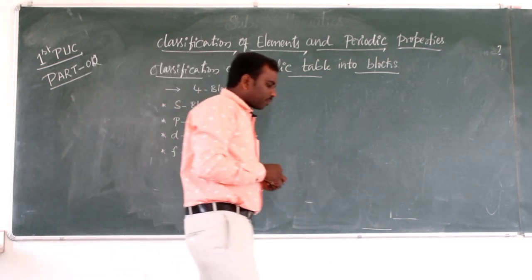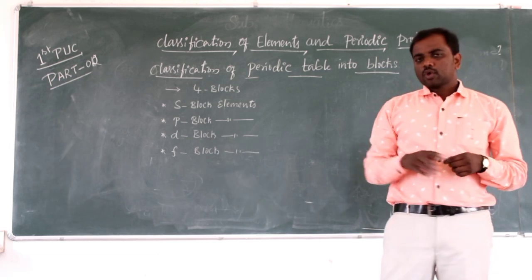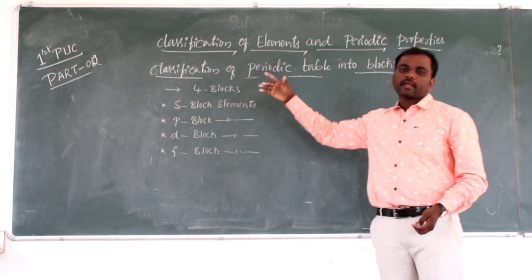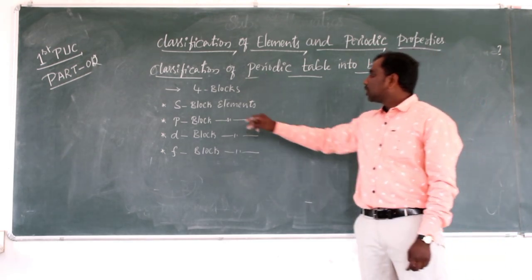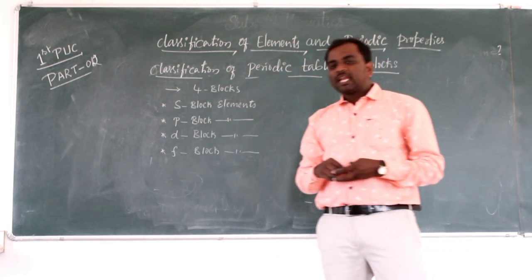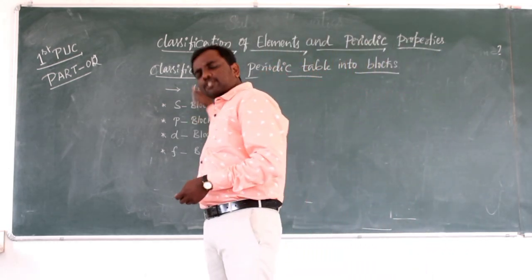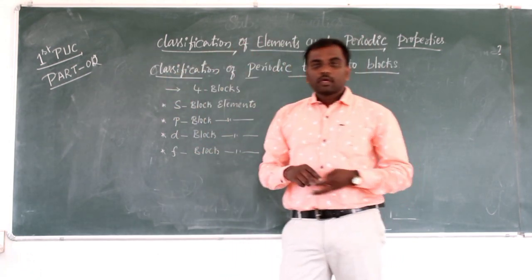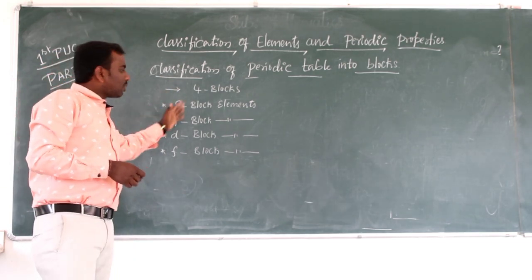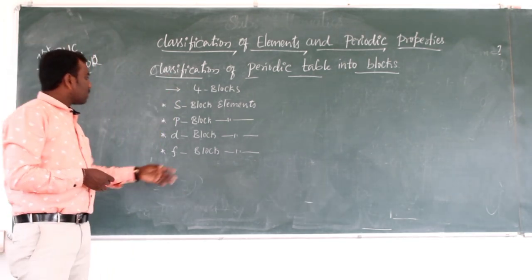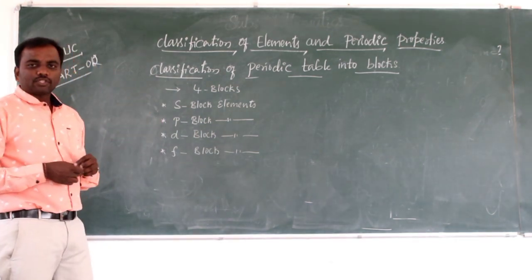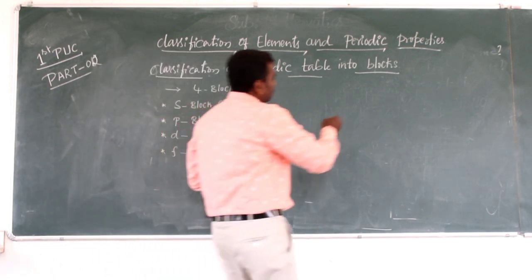This periodic table we can classify into 4 important blocks, that is SPDF. S block elements, P block elements, D block elements, and F block elements. This classification is based on electronic configuration. We classify based on the electronic configuration. Is it clear?